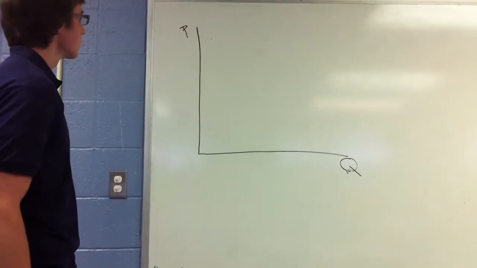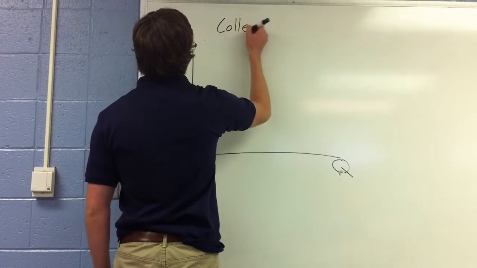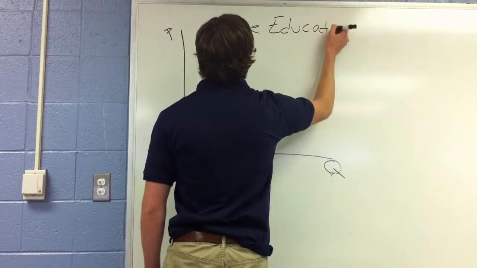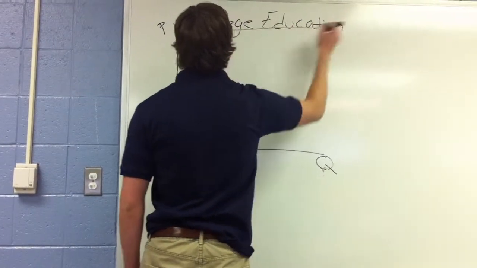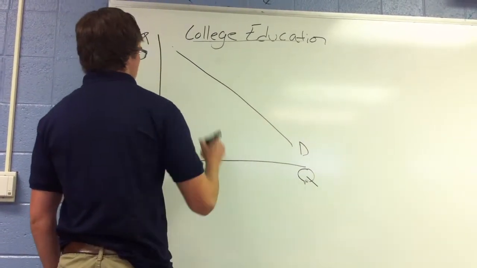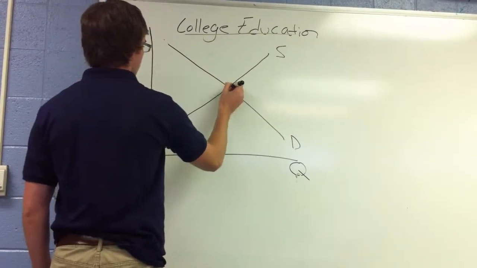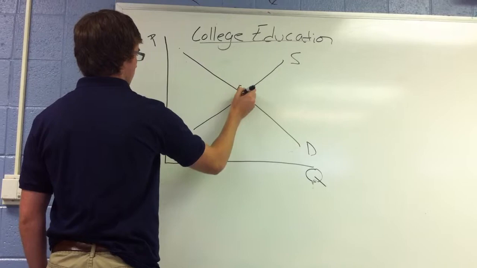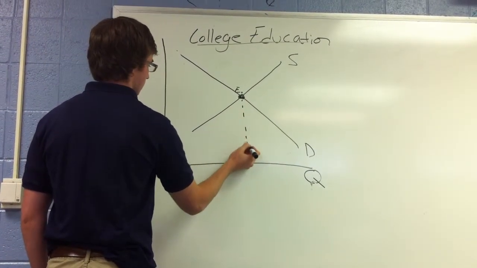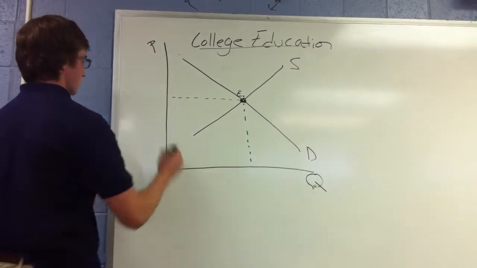So up top, we're going to write down education. Let's write college education. This is the market for college education. Alright, so we're going to draw our typical downward sloping demand curve and label that D, and our upward sloping supply curve and label that S. Where they come together, we're going to put a point, and that is equilibrium, so that'll be E1. So we have a particular price and quantity, so let's draw those into our axis. Right now, there's the quantity of education and the price of education, so we'll label those Q1 and P1.